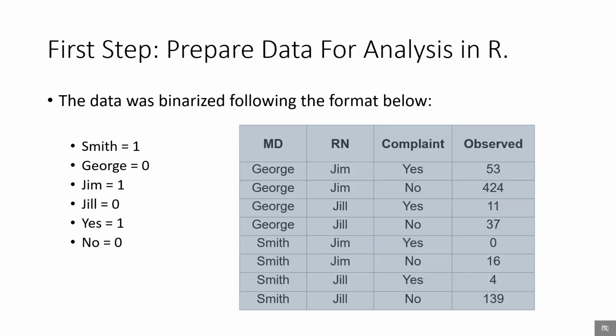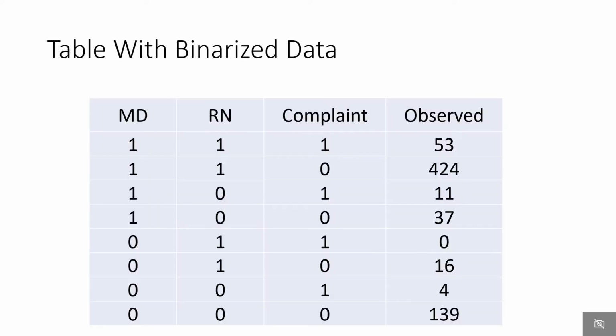The first thing we need to do is to prepare our data for analysis in R. The data was binarized in the following format. In the column MD, Smith was changed to 1 and George was changed to 0. In the column RN, Jim was changed to 1 and Jill was changed to 0. And in the column complaint, yes was changed to 1 and no was changed to 0. But the observed counts were left alone. This is our table after we have binarized our data.